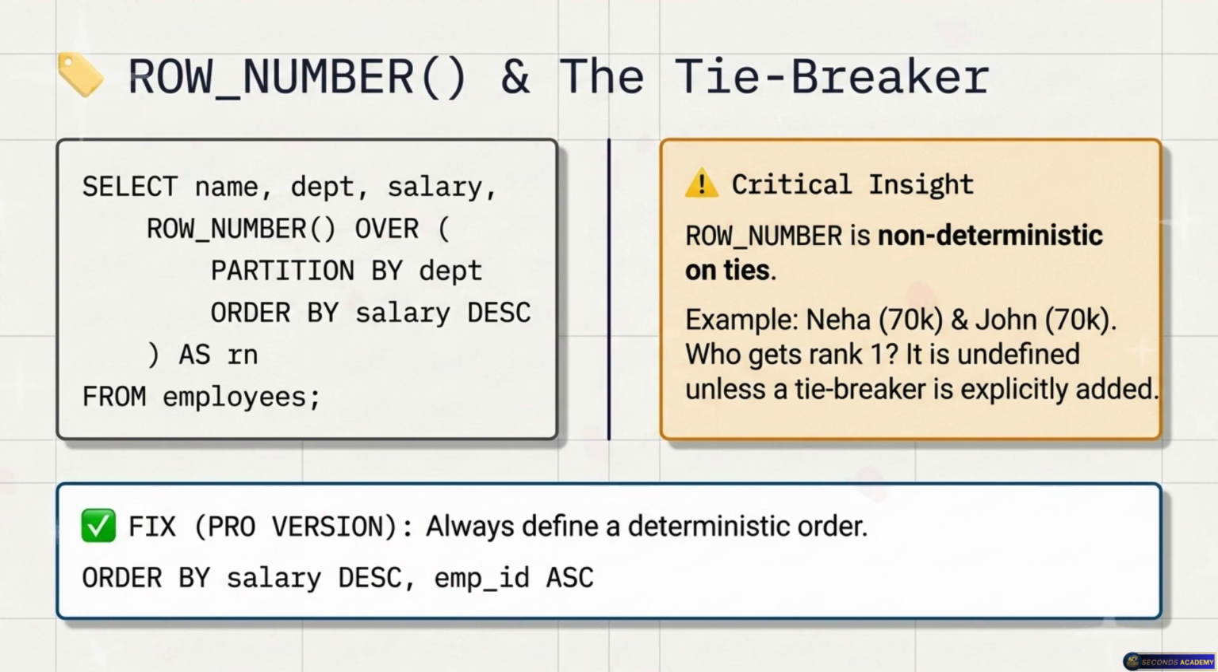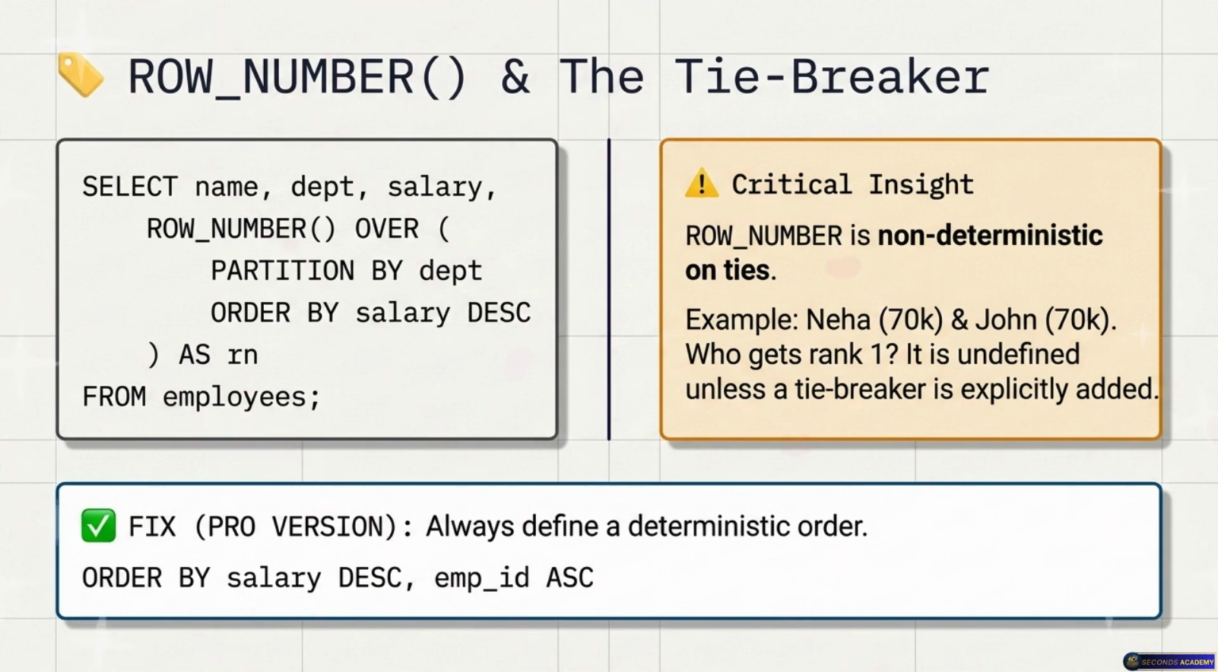The pro fix. You append a secondary criteria to the clause. Something like ORDER BY salary DESC, EMPID ASC. Oh, I see. So you are forcing the engine to evaluate the tie. Sort by salary first, and if two records return the identical integer, evaluate their unique employee ID. Right. Whoever was hired first, meaning the lower ID, takes the higher sequential rank. The ambiguity is completely eliminated. That makes so much sense.